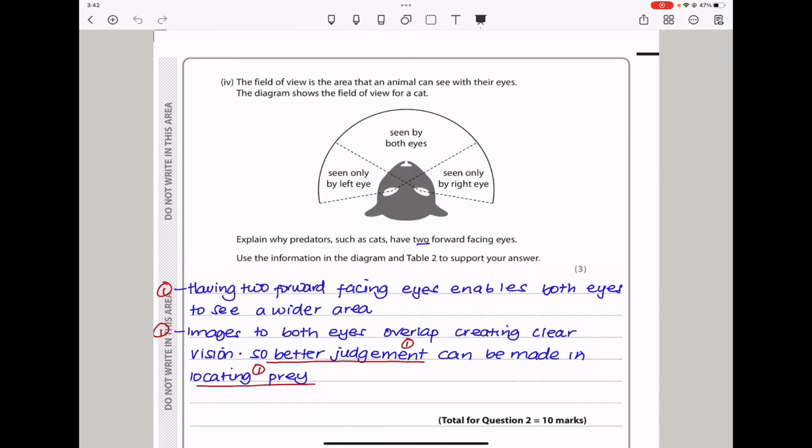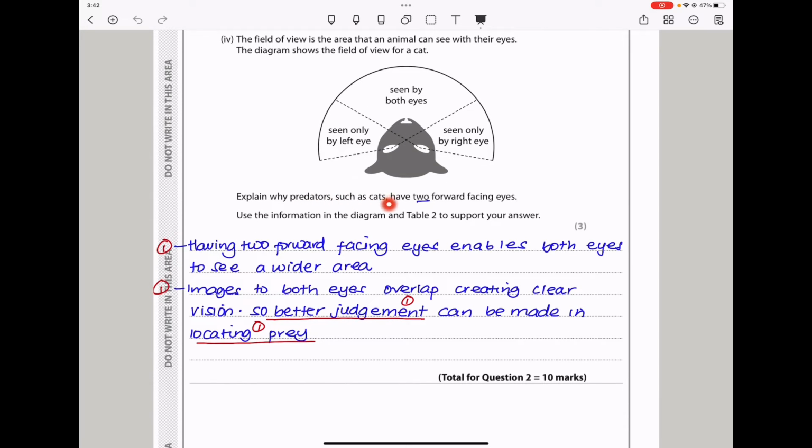Moving on. The field of view is the area that an animal can see with their eyes. The diagram shows the field of view of a cat. This is seen by both eyes, seen by the right eye and the left eye. So they say explain why predators such as cats have 2 forward-facing eyes. Use the information in the diagram and the table to support your answer.